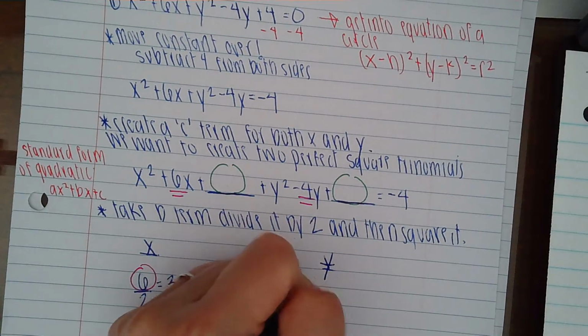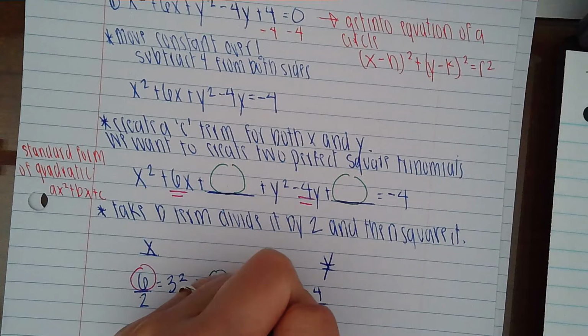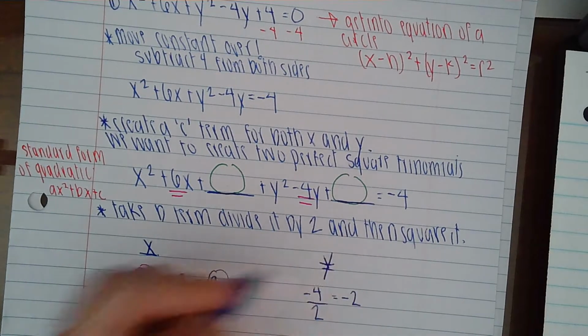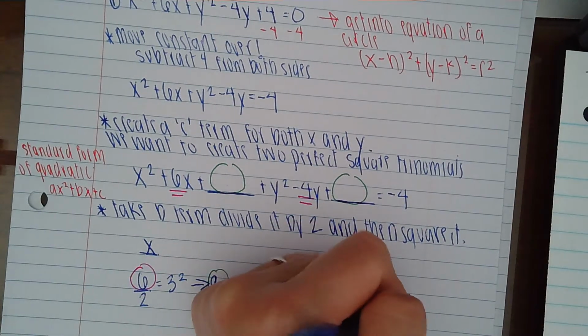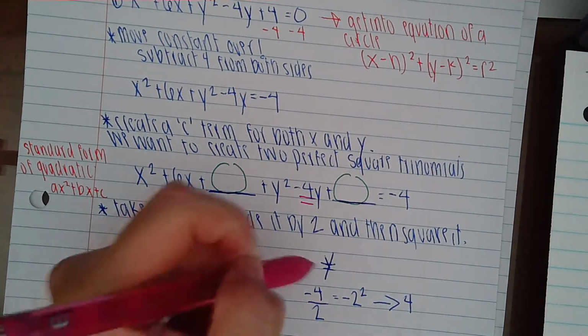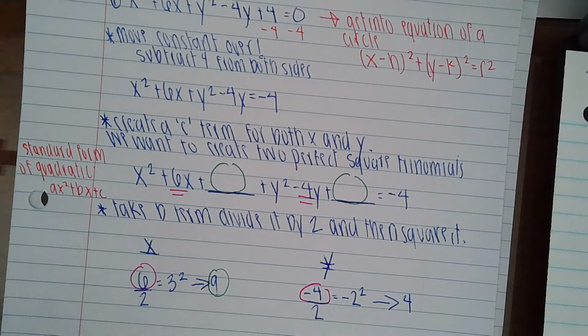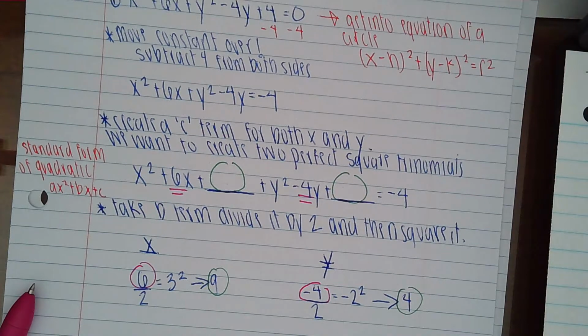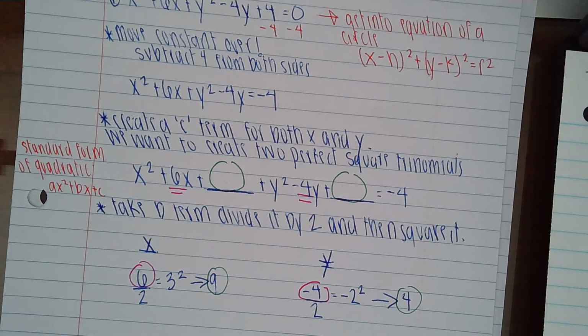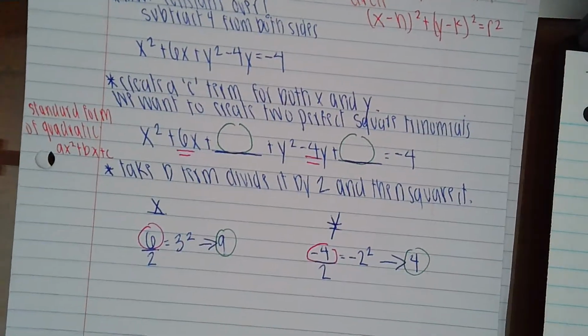Okay, here we're going to have a negative 4 divided by 2, which gives us negative 2. We're going to square it, and we're going to get a positive 4. So we took our b term, and we got our c term. Now what we're going to do is we're going to plug them into both sides of the equation.